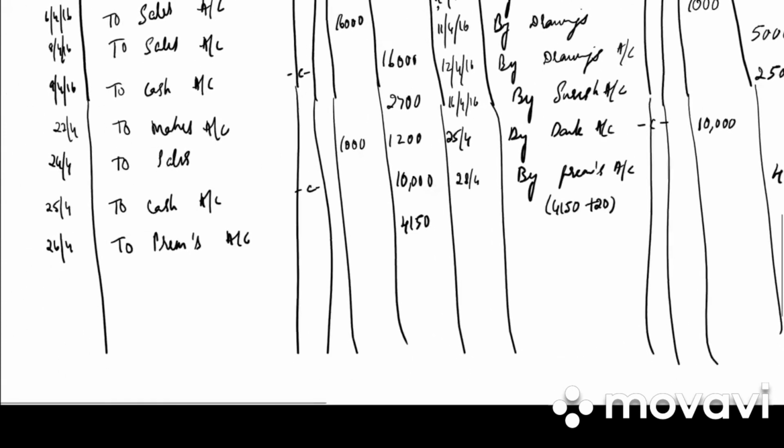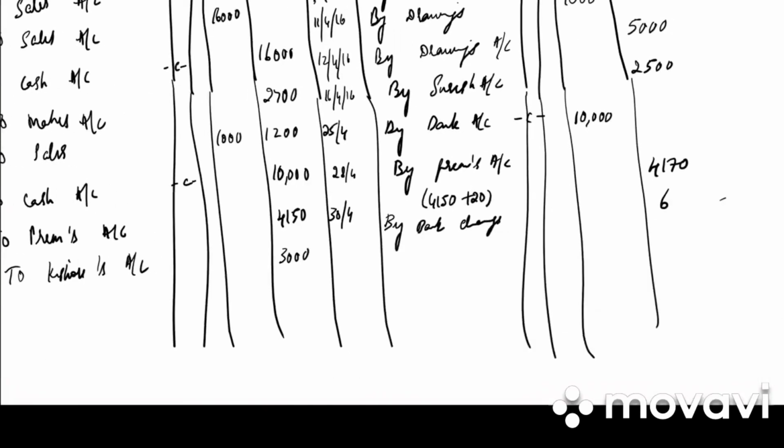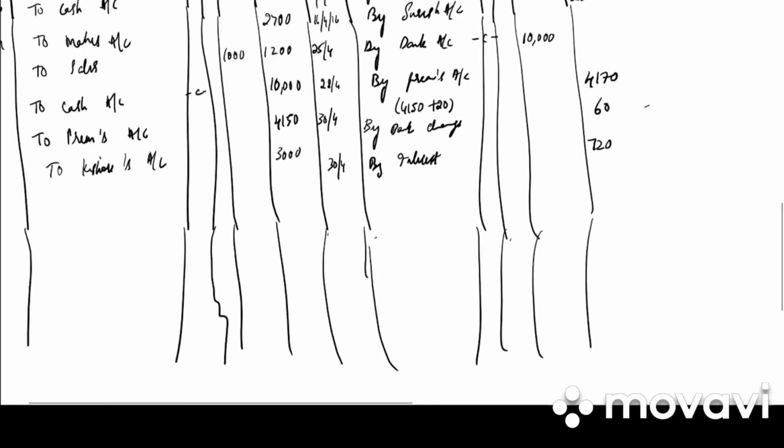Then we have Kishore deposited into our bank account directly. To Kishore's account, bank account 3,000. And on 30th we have bank charges 60 rupees. So by bank charges, in the bank column we'll be writing 60 rupees. And there is interest on overdraft. So by interest, again in the bank column we have 720.